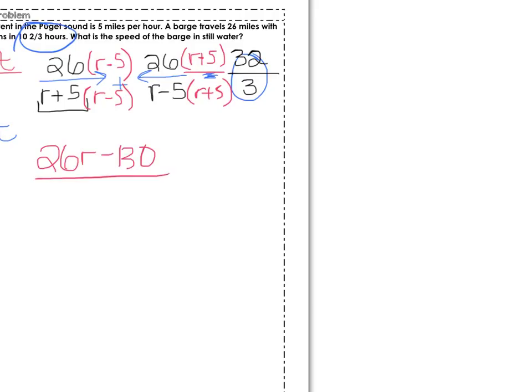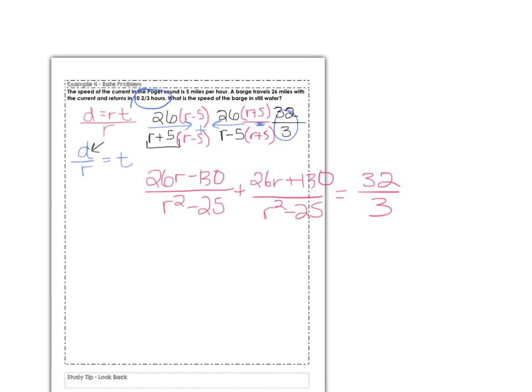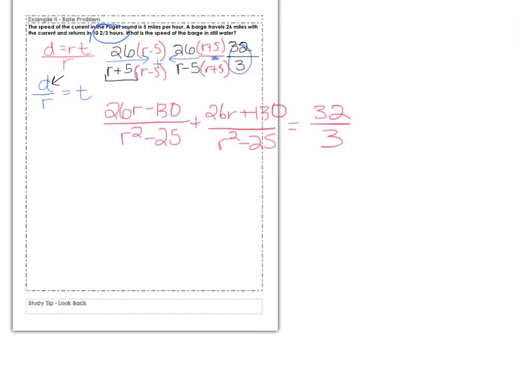So then on the denominator, if you notice, that becomes a difference of squares, r squared minus 25. Same thing happens over here, but we're going to end up with 26r plus 130 over r squared minus 25 is equal to 32 over 3. Okay, so let's zoom out once again. Running out of room all over the place. So these can now be combined, and notice when we add negative 130 and 130 together, they just go away. So we're really just dealing with 26r plus 26r, which just gets me 52r over r squared minus 25.